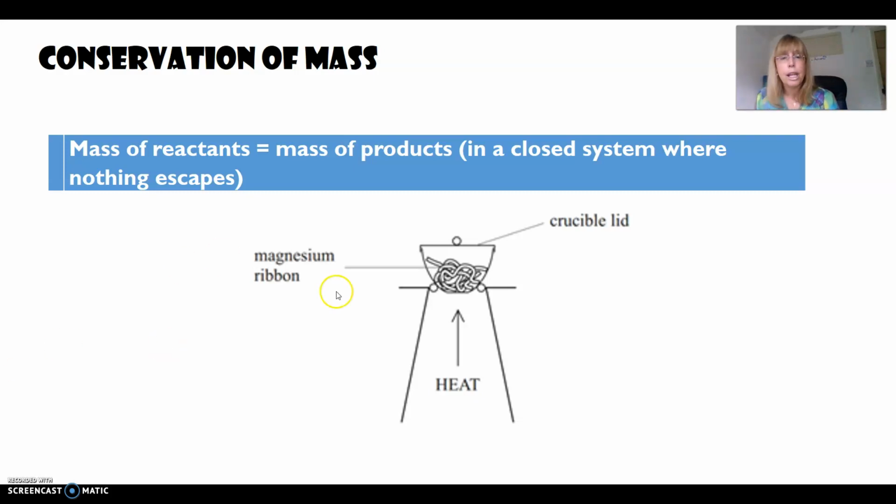Closed system means, like in this diagram here with the crucible, I've got a lid on, so when the magnesium reacts with oxygen in the air, nothing can escape. That's what a closed system means, because if I have a gas that's escaping, of course the product mass inside there is going to be less.